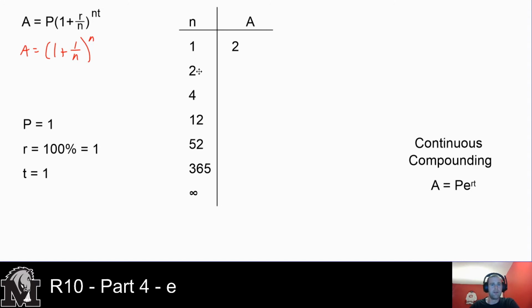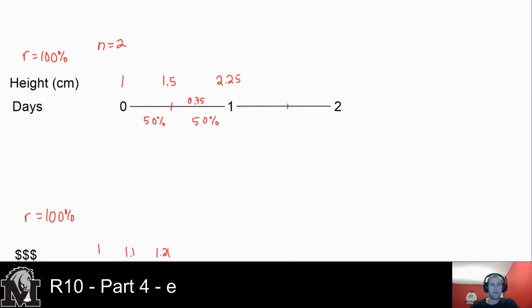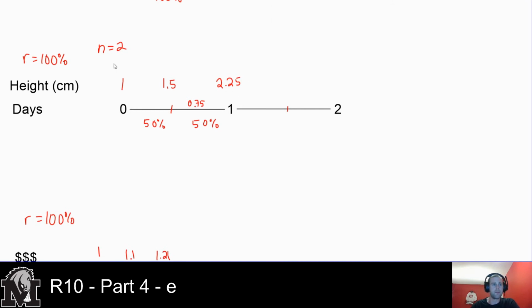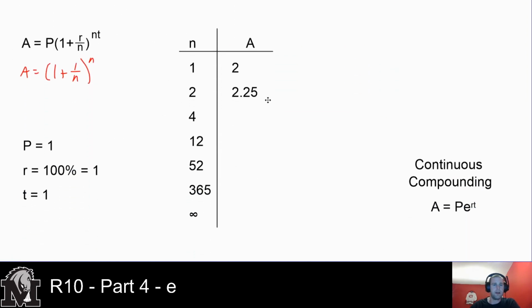If I plug in an N value of 2, that'll give me 2.25, which is the same thing as I got right here. But we can keep doing this. We can plug in a 4. 4 would give us 2.44140625. And so this would be quarterly, 4 times per year. 12 times per year, well, that's once per month. So if we have monthly compounding, that leaves us with 2.613033529.